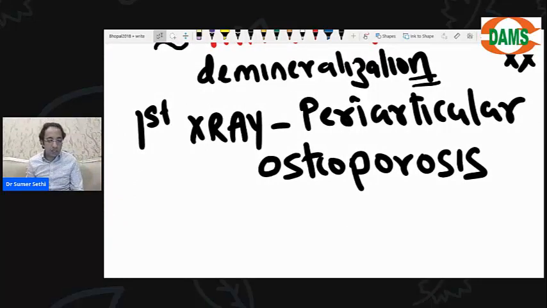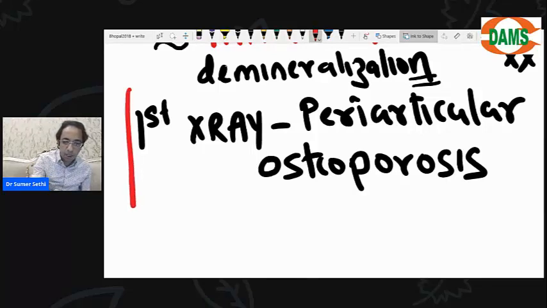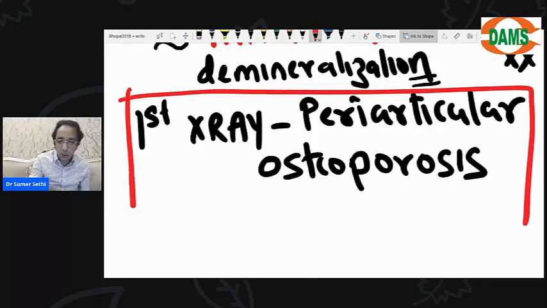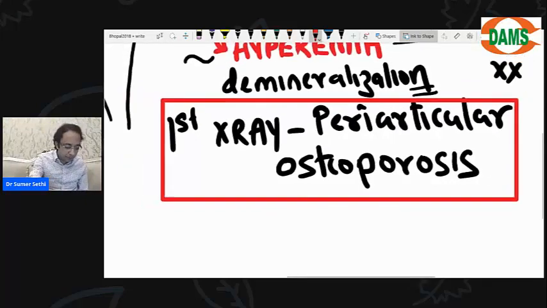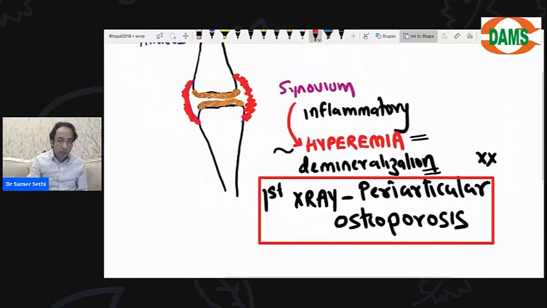Or you might have seen this question also. It's a very frequently asked question. Okay, what is the first X-ray sign of rheumatoid arthritis? The answer is periarticular osteoporosis. But do you now understand why it is happening? It is happening because the synovium is inflamed. Inflammation leads to hyperemia. Increased blood flow leads to demineralization in the bone.